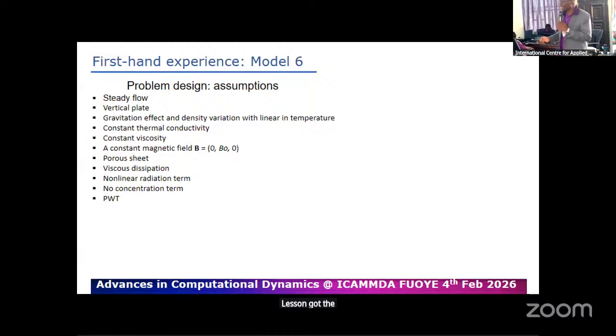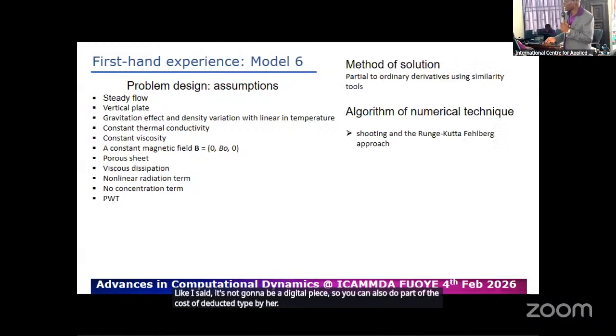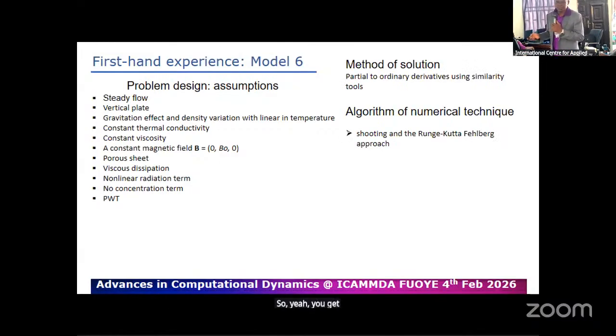We have the problem design. We look at all the assumptions that we need to put into play to be able to solve this problem. And this is completely different from the previous one. Like I said, because of the limited time I have, you can also go back to the available material. So here again, we approach it using the recruiter method.